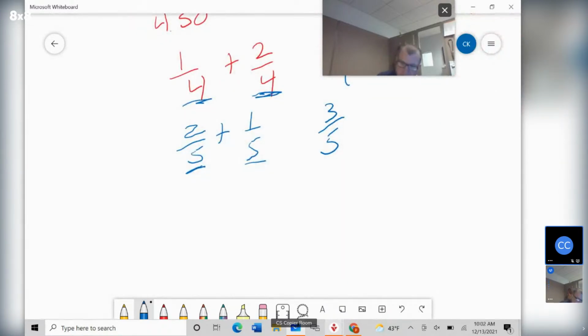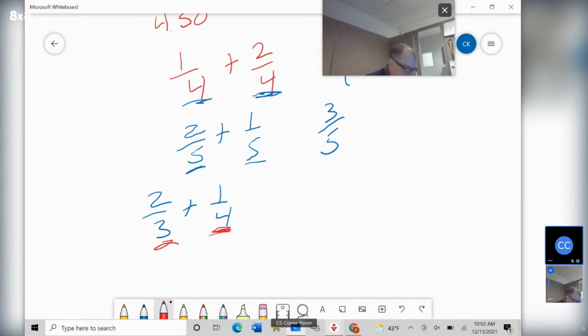For example, let me come up with one that's a little bit different. If we have 2/3 plus 1/4, you're going to look and see the denominators: I have a 3 and a 4. So I can't add those together just yet. What do I have to do? Well, I have to find a common denominator, something they both share in common.